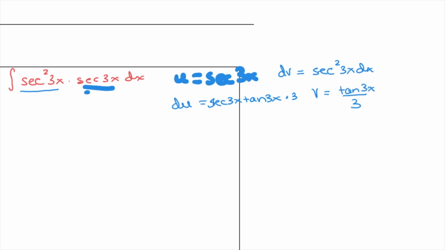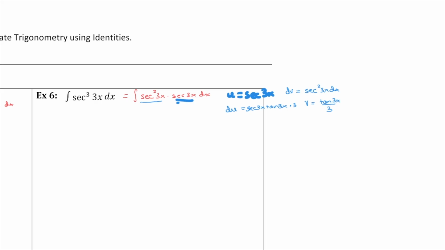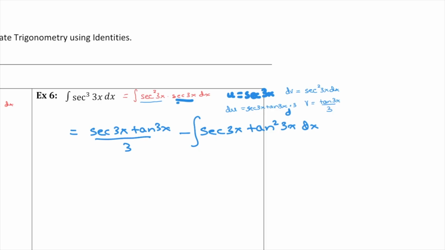Now, when we multiply, this is equal to u times v, so that is going to be secant 3x tangent 3x divided by 3 minus our v du, so that will give us the integral of the secant 3x tangent squared 3x, and then we're going to multiply by 1/3. Don't forget your dx. I did forget it, shame on me.